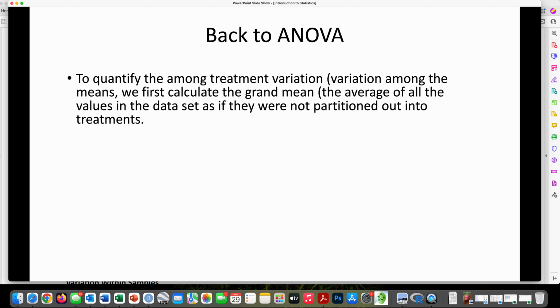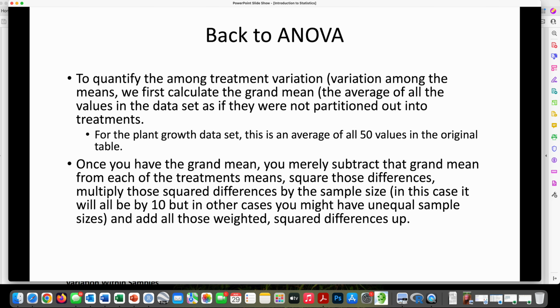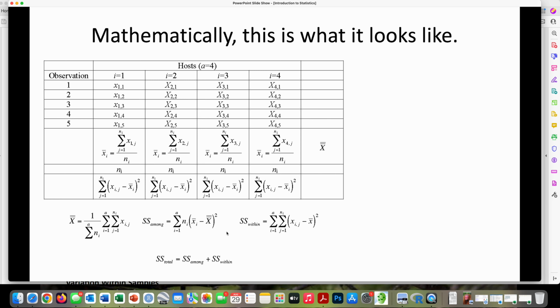To quantify among treatment variation, we don't compare means to one another, we compare means to the grand mean. So for the plant data, it would be averaging up all 50 values in the original table. Once you have the grand mean, you merely subtract that grand mean from each of the treatment means, square those differences, and multiply those squared differences by the sample size. This is something that students oftentimes forget to do. And so this is once again just the sums of squares among treatments. And so they're all analogous.